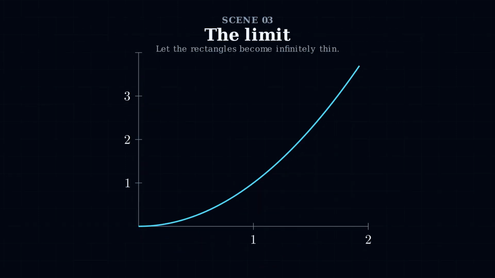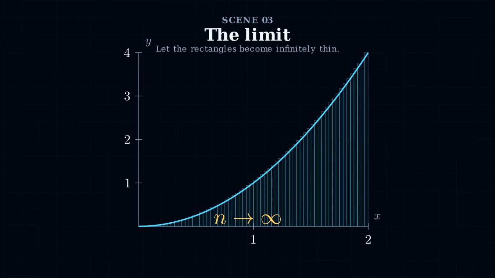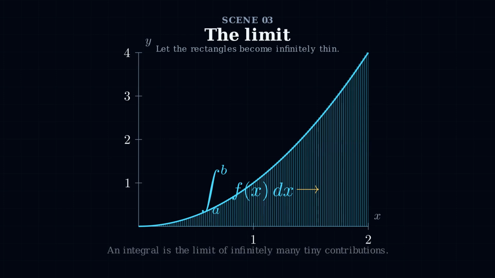Now let the number of rectangles grow without limit. Each rectangle becomes infinitely thin, and the estimate stops being an estimate. The limit of the Riemann sum is exact, and that limit is what we call the integral, from a to b of f of x dx.